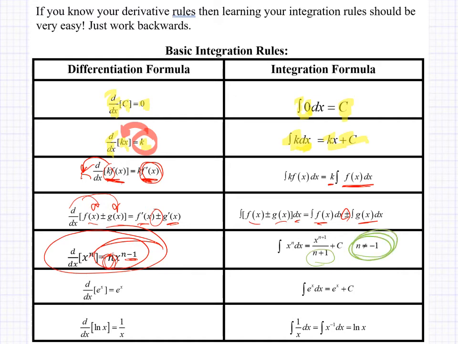Notice, n can't be equal to -1. If n was equal to -1 here, then this would be -1 plus 1, and you would have x to the 0 over 0, which can't happen. So this power rule for integration applies as long as n doesn't equal -1. If n is -1, that would be the same thing as talking about the integral of 1 over x dx, which we're going to mention down here in a second.